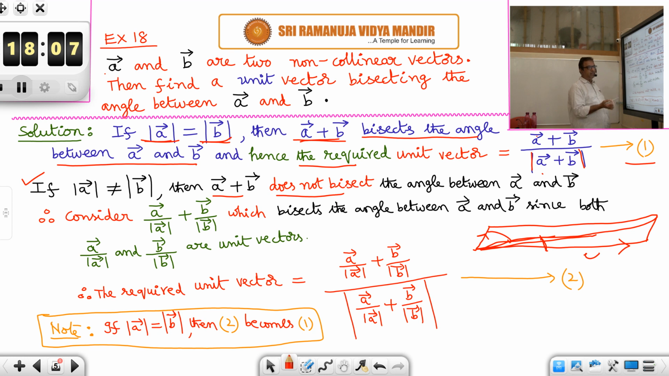What is one method? Just divide A bar by mod A bar. Then you will get a vector of 1 unit length. Divide B bar by mod B bar. Then also you will get another unit vector in the direction of B bar. Directions will not change, direction will be the same only, but length will become 1 unit. Now they are of equal magnitude. Add them. Then this vector bisects the angle between A bar and B bar.